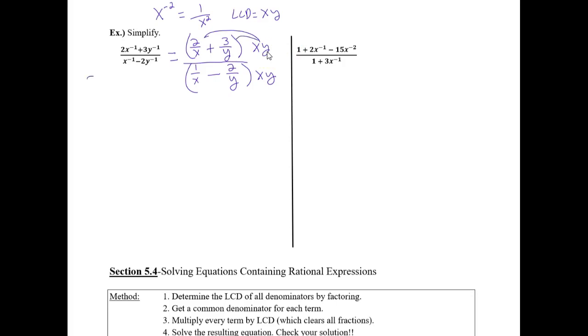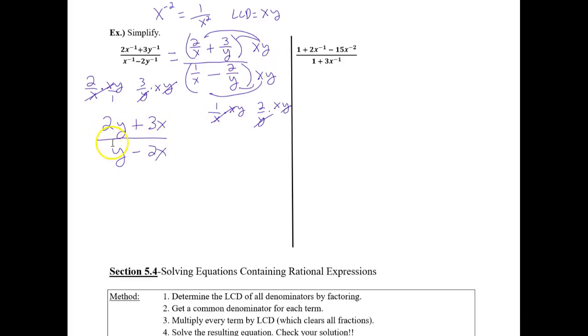So if I multiply 2 over x times xy, the x's divide out, but I still have a y. So now I have 2y. Plus, same thing when I do the 3 over y times xy. The y's divide out, but now I still have an x, so 3x. In the denominator, I also distribute that xy. So 1 over xy times xy, the x's divide out, I'm left with a y. 2 over y times xy, the y's divide out, and I'm left with a 2x.